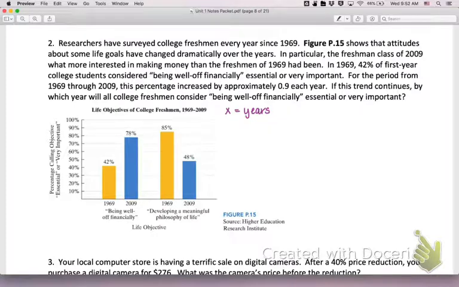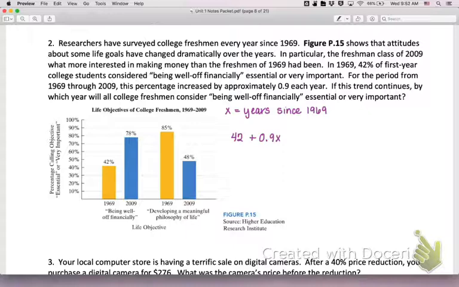So we need to figure in 1969, that's when they first started counting, and then we measure time after that. So typically, when you measure time in a problem, you want to have a starting point that is time equals 0, and you want to measure your time in years since that starting point, which in this case is 1969. That's almost always how we need to define time in a word problem, okay? So, in 1969, 42% said that they thought it was essential or very important. And then they told us that it changes by 0.9 each year, okay?